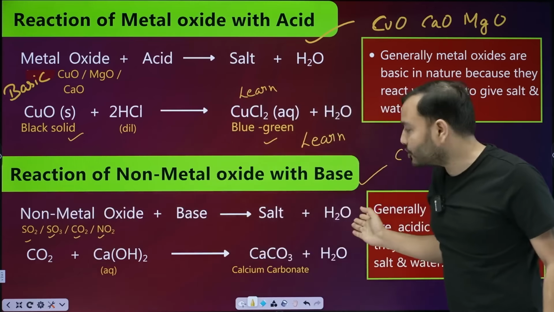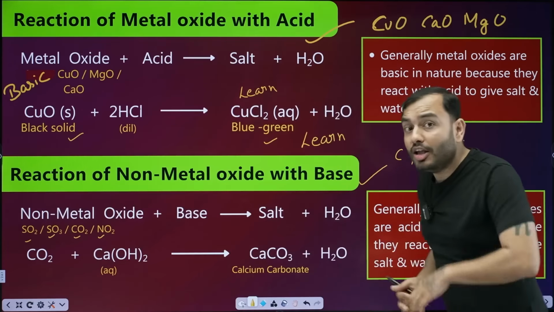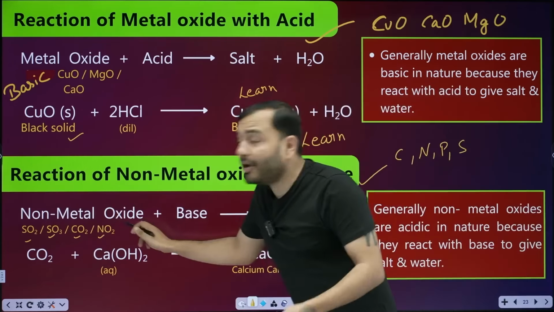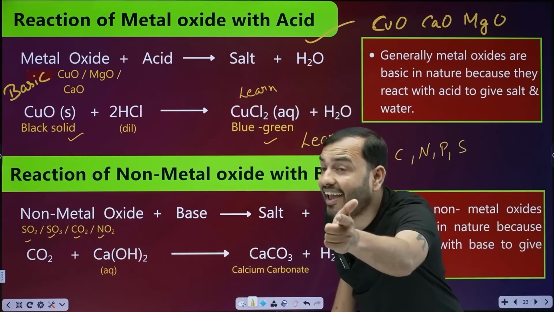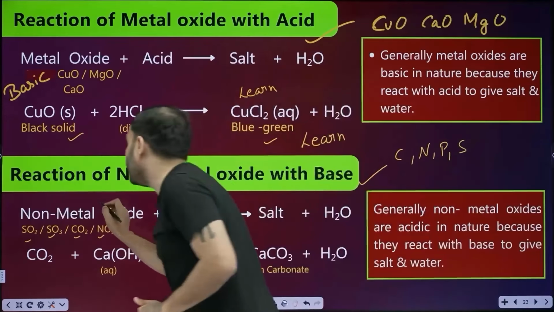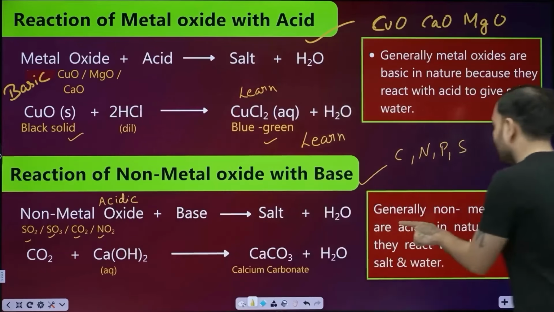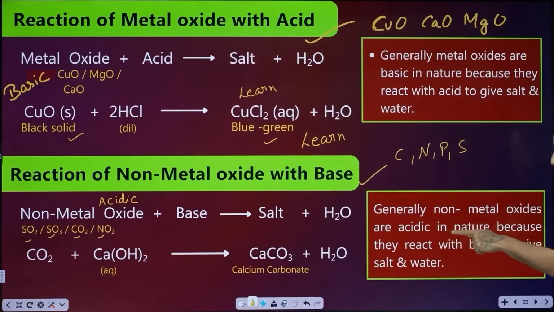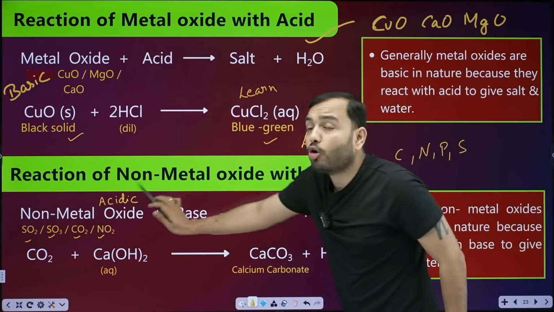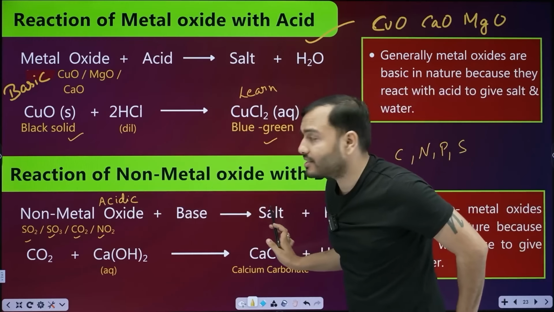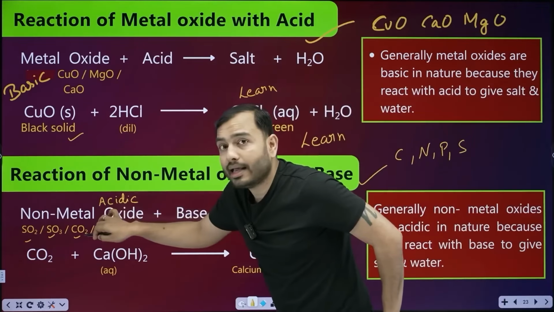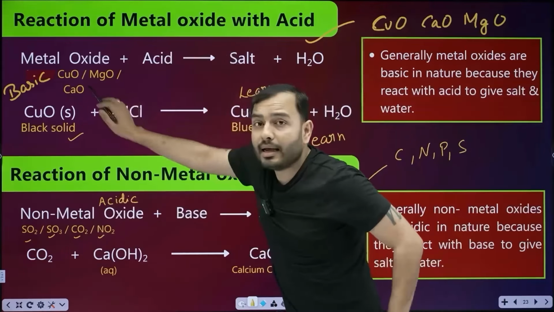What is formed? Salt and water again. This means what are non-metal oxides? They are acidic. This is written here. Generally, non-metal oxides are acidic in nature. Why? Because they react with base to give salt and water, and what reacts with base to give salt and water is an acid. So non-metal oxides are acidic. Metal oxides are basic.